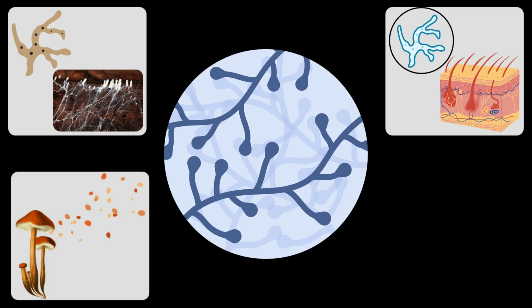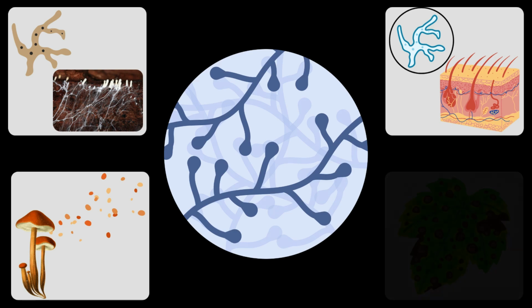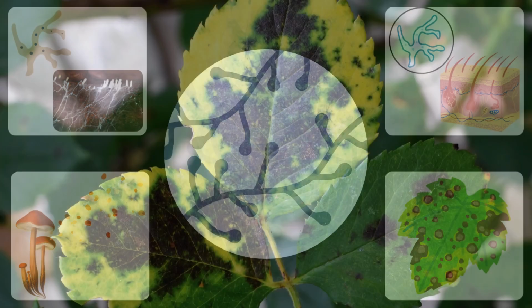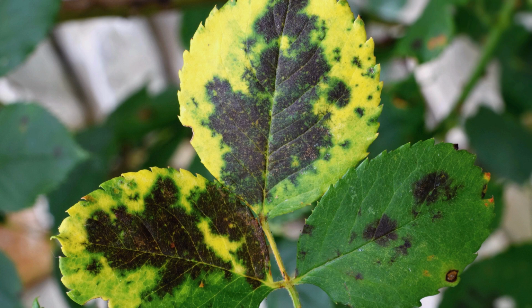Fungi reproduce by producing spores, which can be dispersed by wind, water, or direct contact. Fungal infections are particularly common in plants and can have devastating effects on crops. Rose black spot is a specific type of fungal disease that affects rose plants.